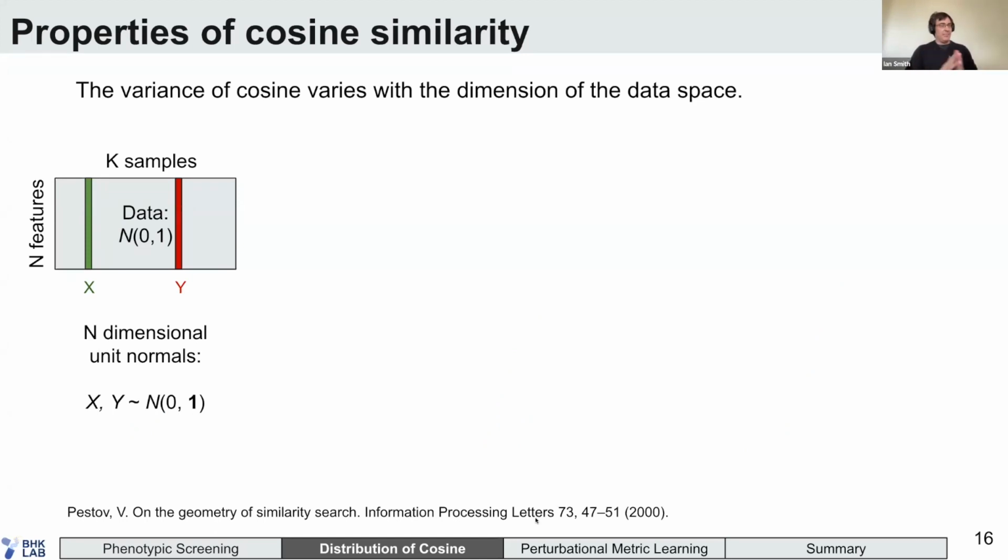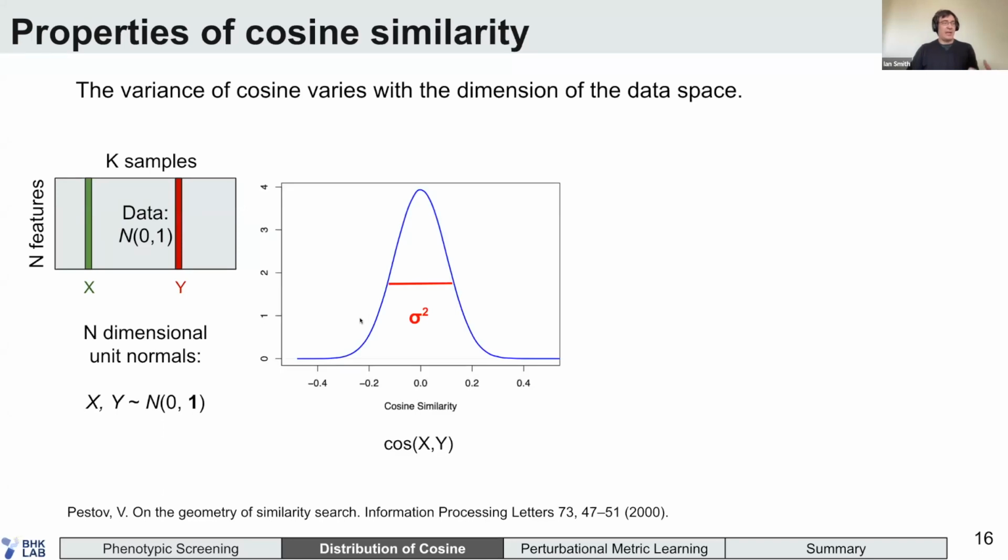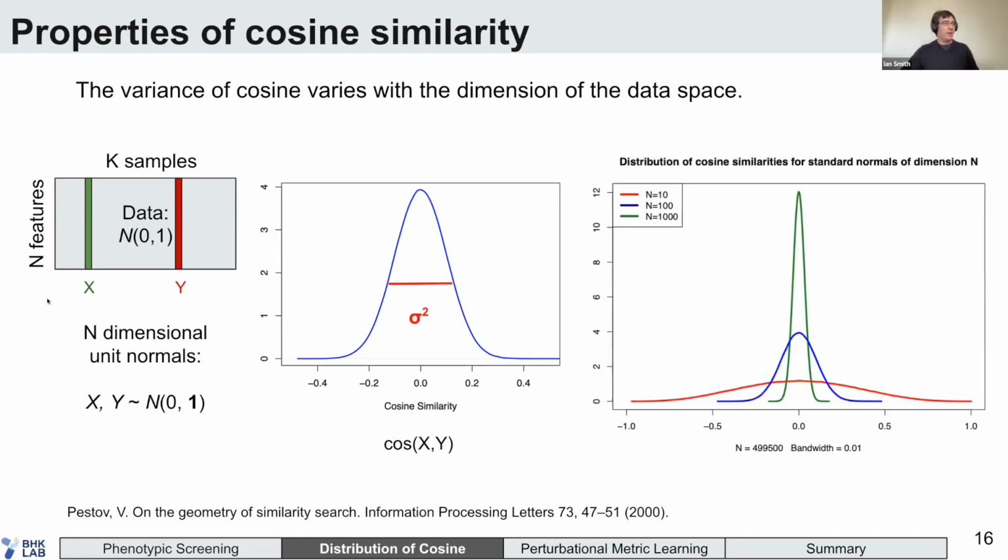Okay, so cosine similarity. One of the first things you can observe is that the variance of cosine varies with the dimension of the data space. To illustrate this, suppose you have some data that's just a bunch of standard normals. So these are all independent IID, mean 0, variance 1, normally distributed values. You take pairs of vectors from this space and compute the cosine similarity between them. You can then ask, okay, well, what's the variance of this distribution as the number of features, the dimension of the space, changes? And this is a simulation where we look at 3 different dimensions.